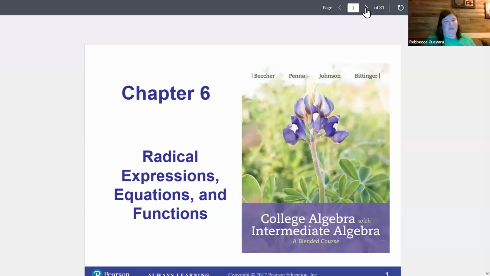So chapter 6 is going to be going back to radicals again. I know we did a little bit of work with some square roots in the past, but we're going to go back to square roots again. We're going to talk about some other roots as well, and then solving some equations with radicals.